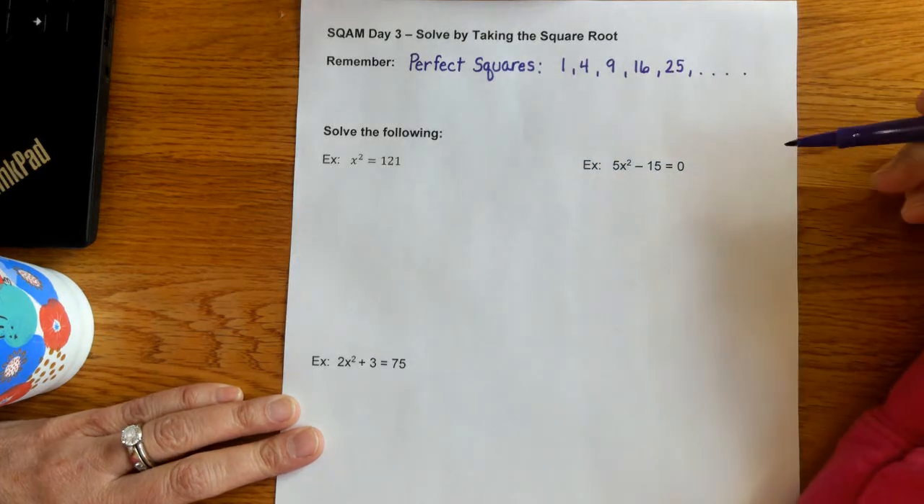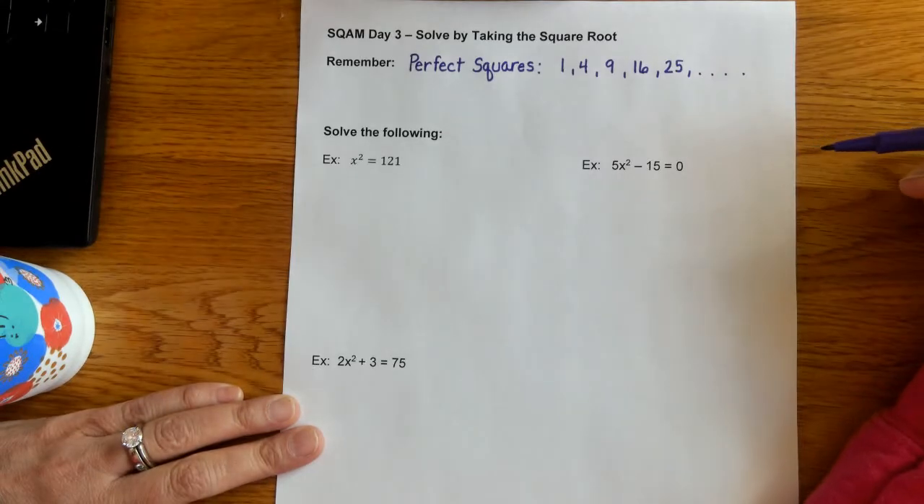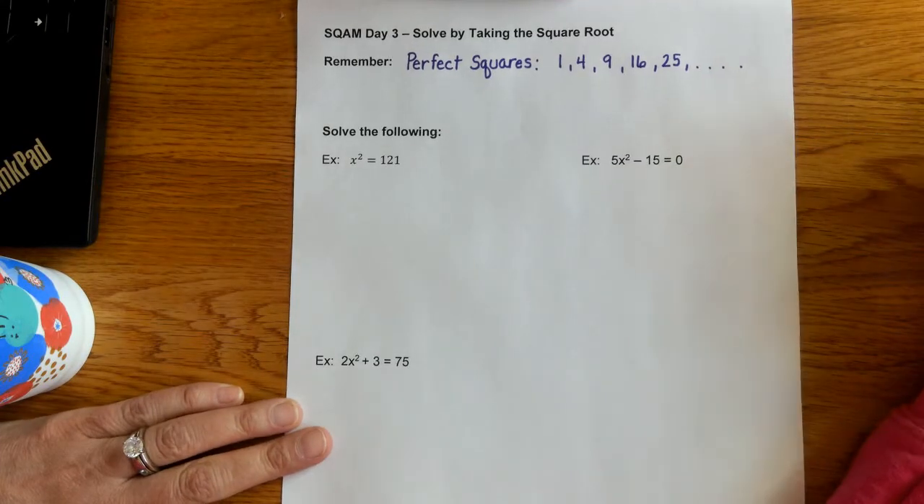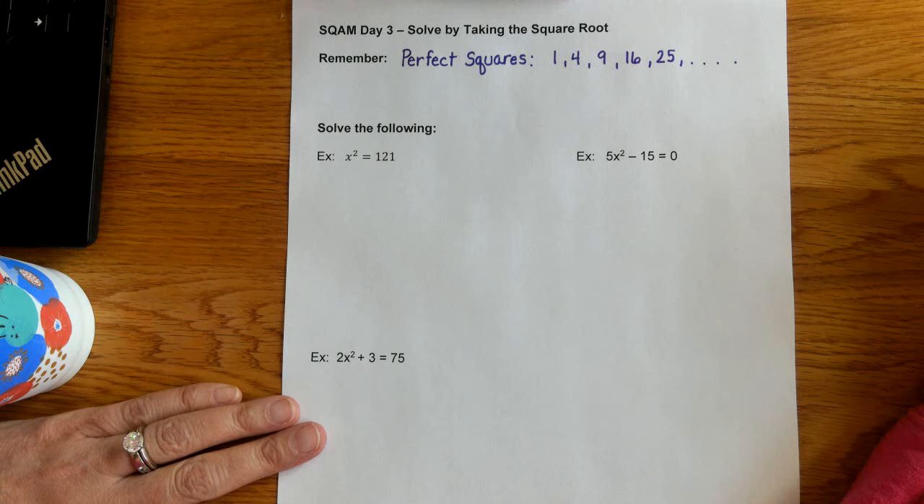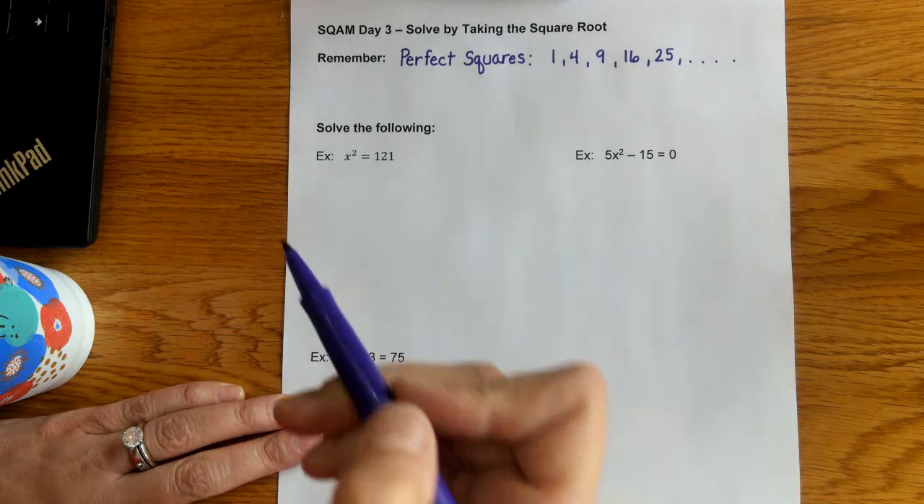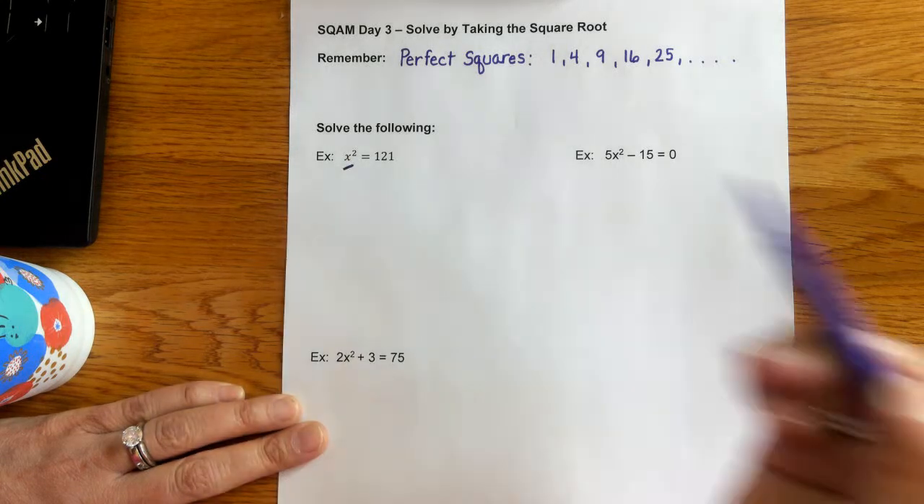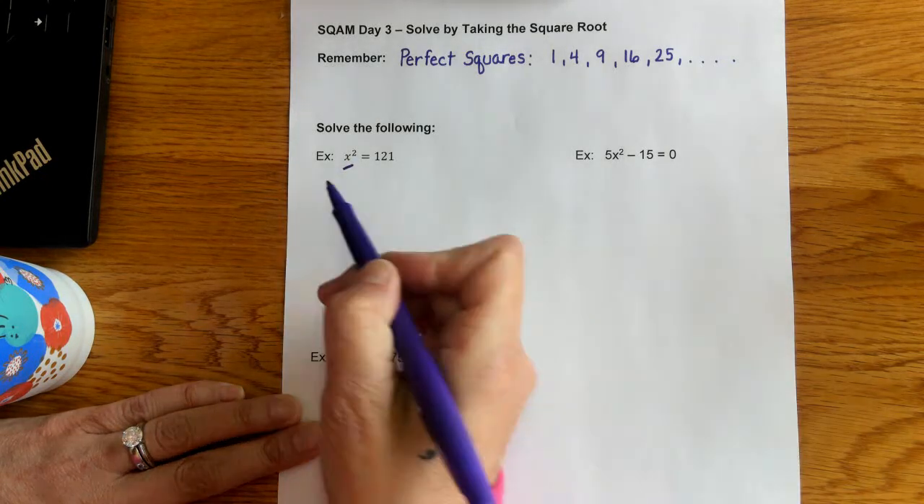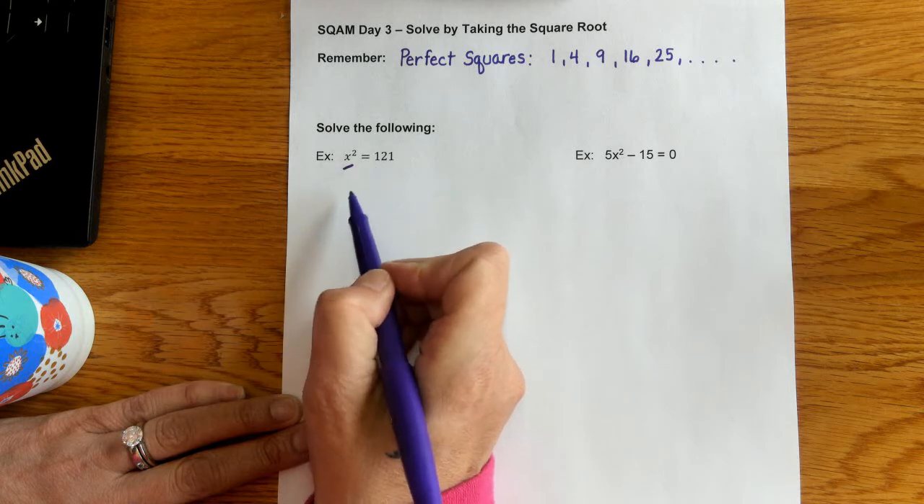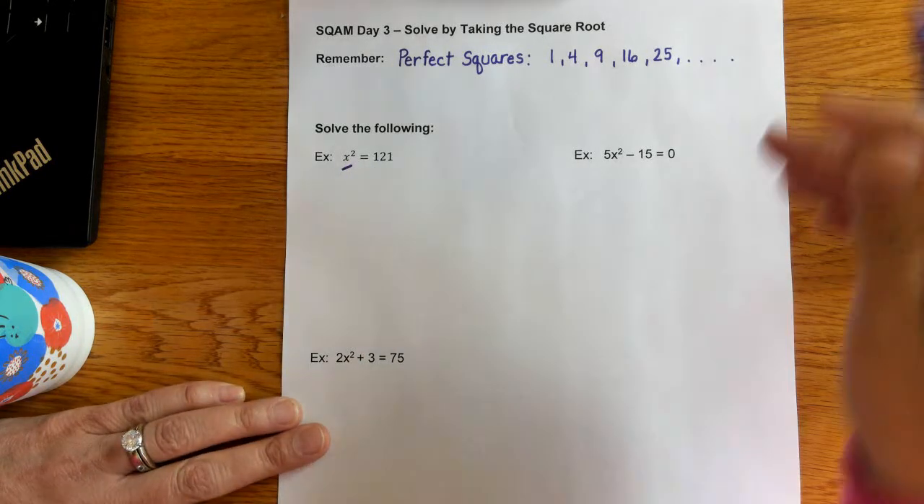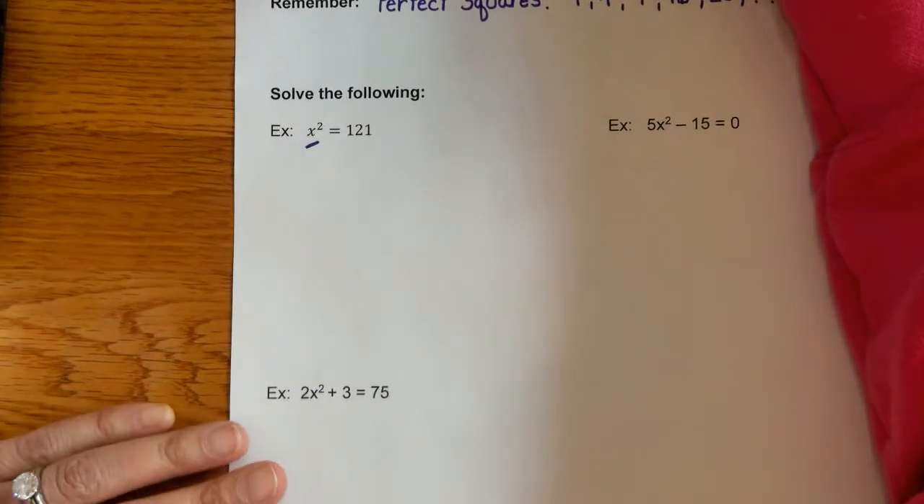Now you can still do these problems even if you don't have perfect squares, and we're just going to round to 2 spots after the decimal. So when you're doing these problems, you have to first isolate the x squared piece. Now the x squared is equal to 121. The x squared is all by itself, so you are ready to go.